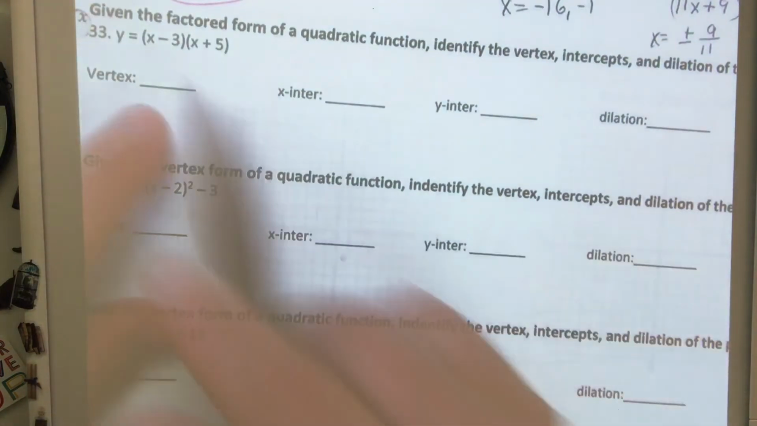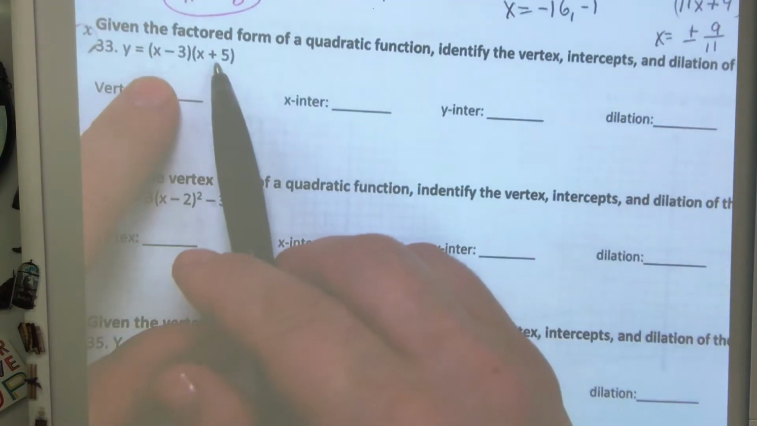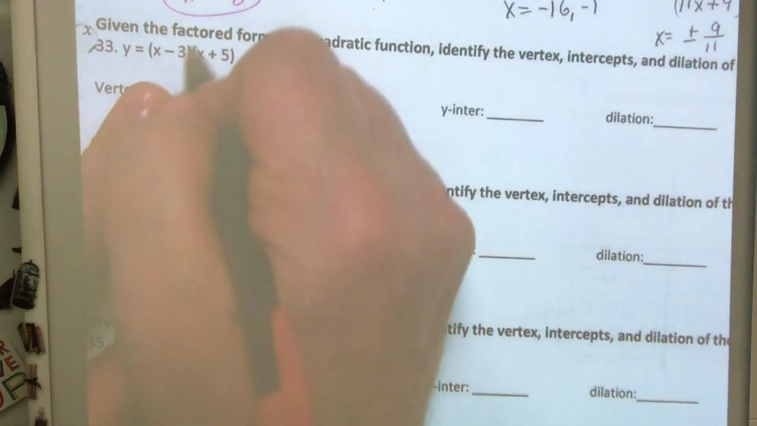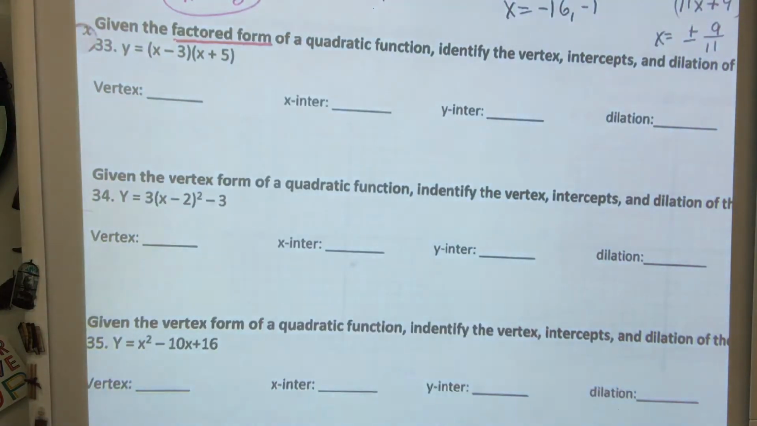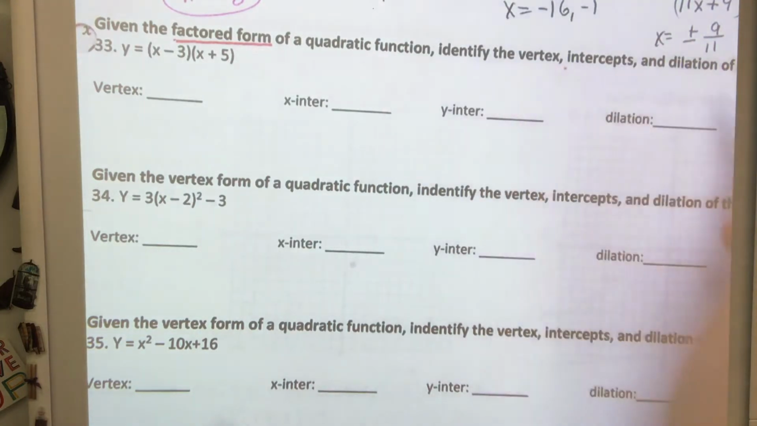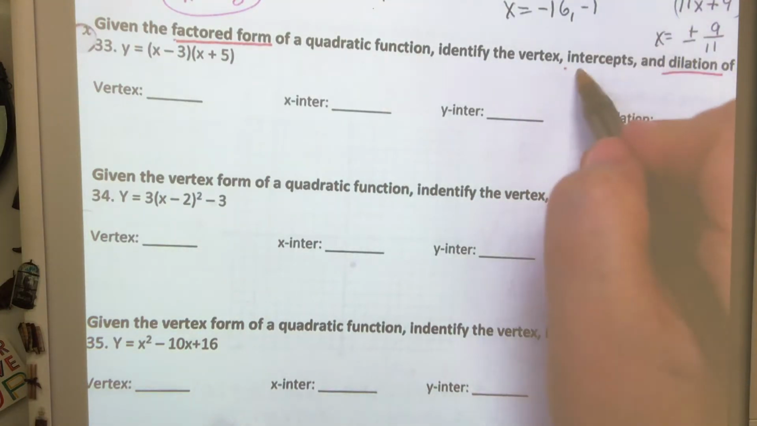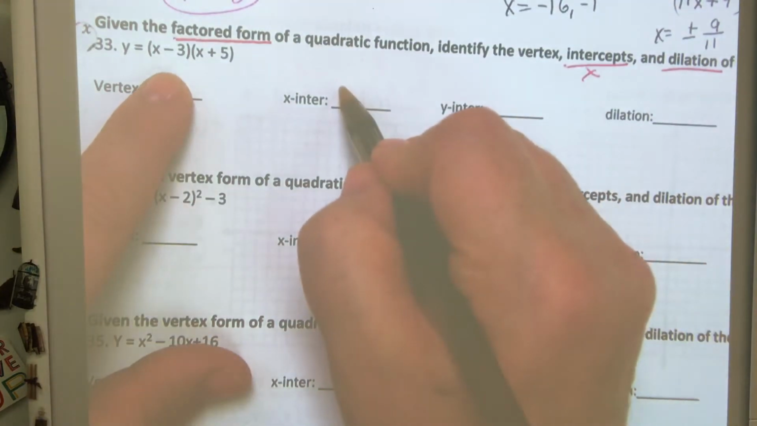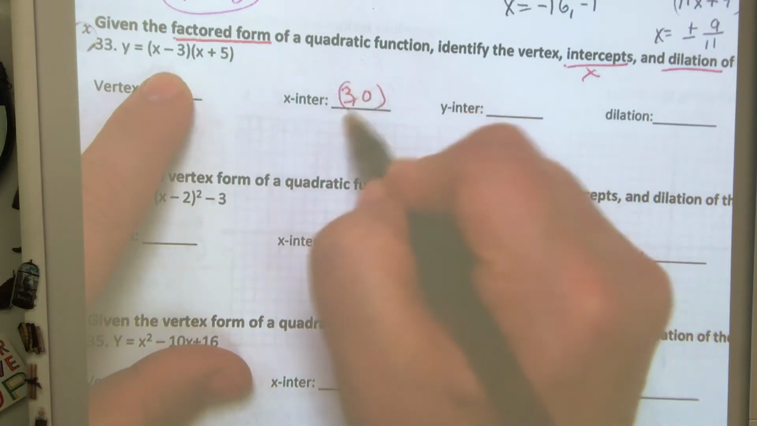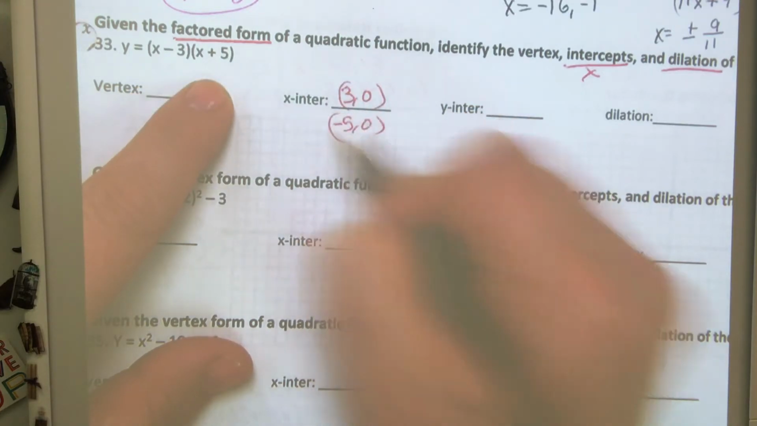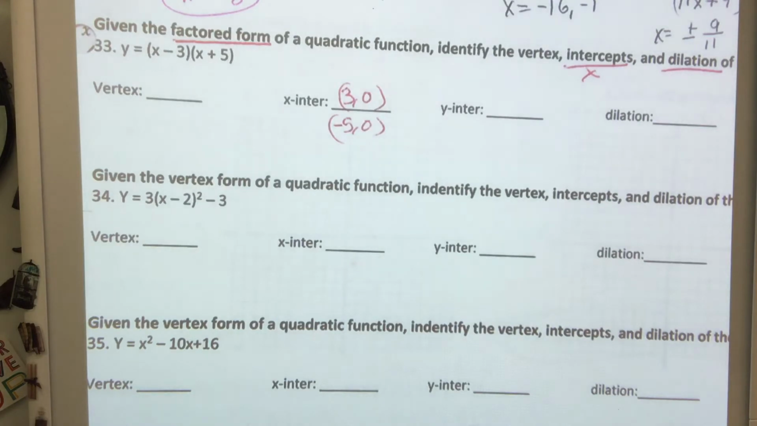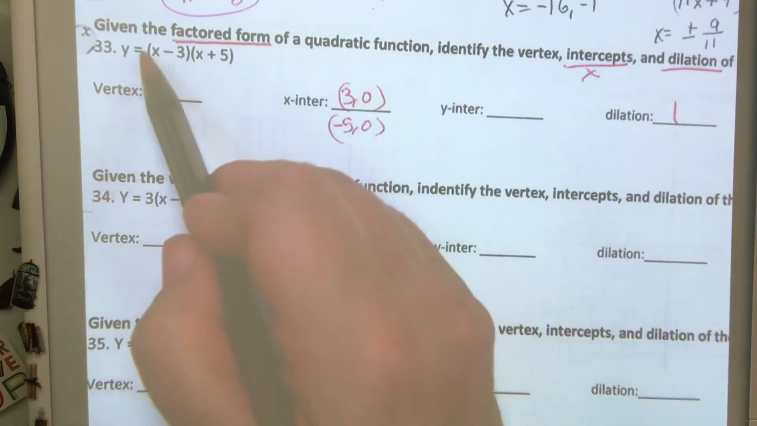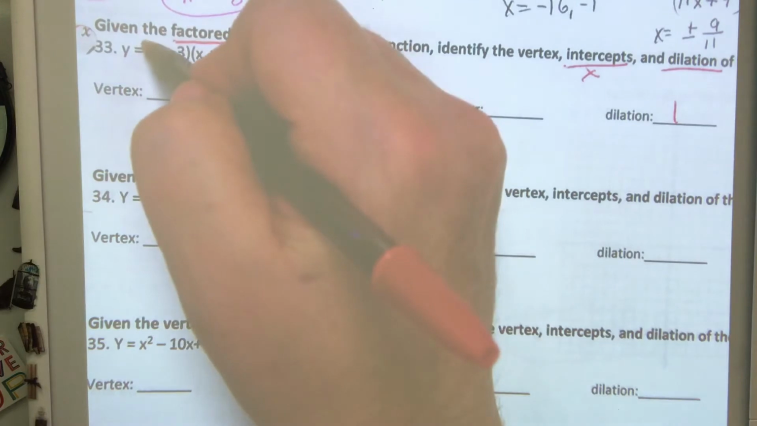The next ones, I'm going to go by the information it gives me. When you're given factored form, and I'm going to underline this, factored form, we can get dilation, and we can get the x-intercepts. So I can easily get 3, 0, and negative 5, 0. Dilation would be 1, because that is your a value, and it's all being multiplied by 1.